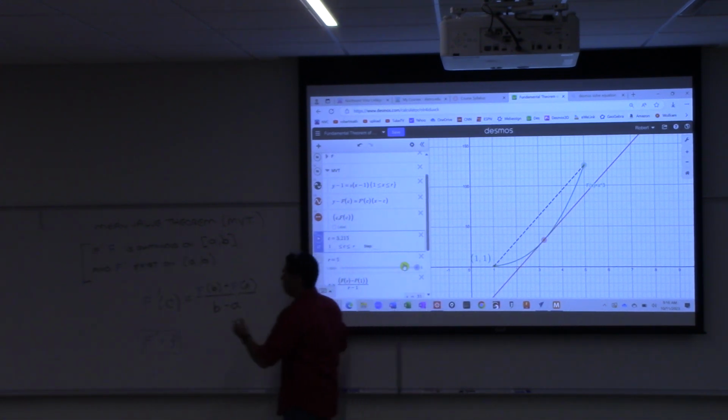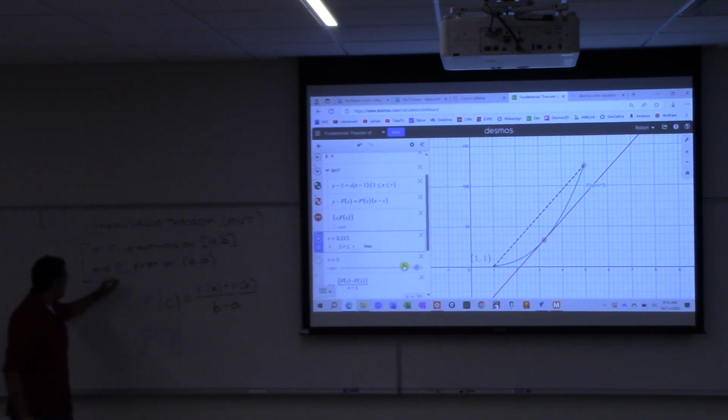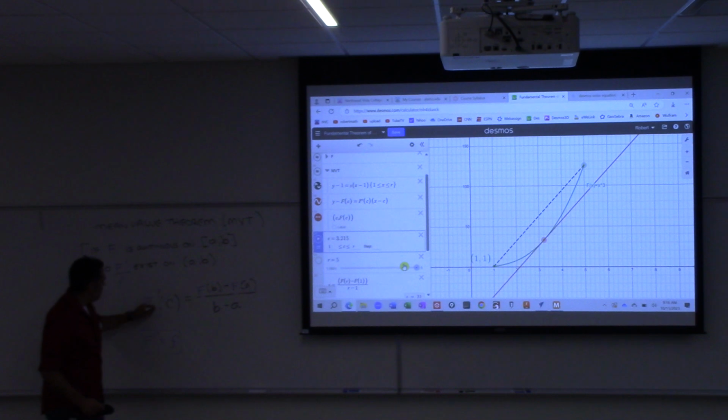How can I rewrite this instead of f prime? What could I put here? Little f, okay, and instead of this, I could put what? Be careful here. What is it? Little f of c, not f prime, little f of c. This could be rewritten with f of c.